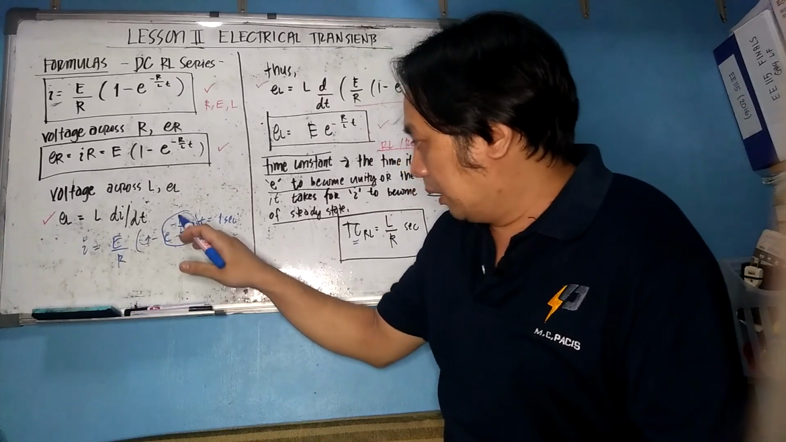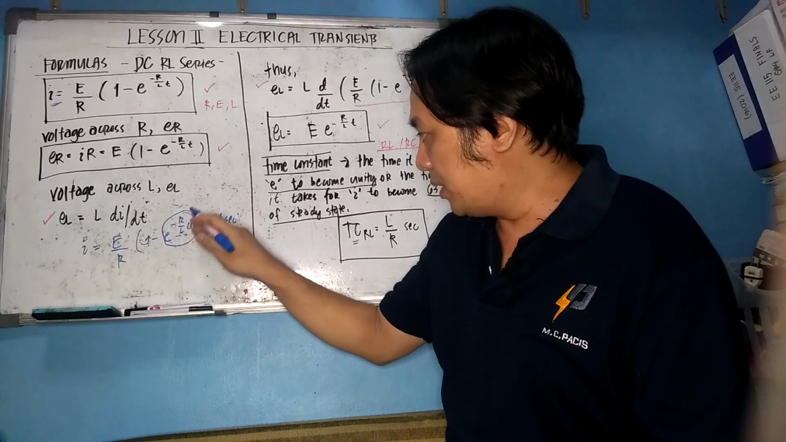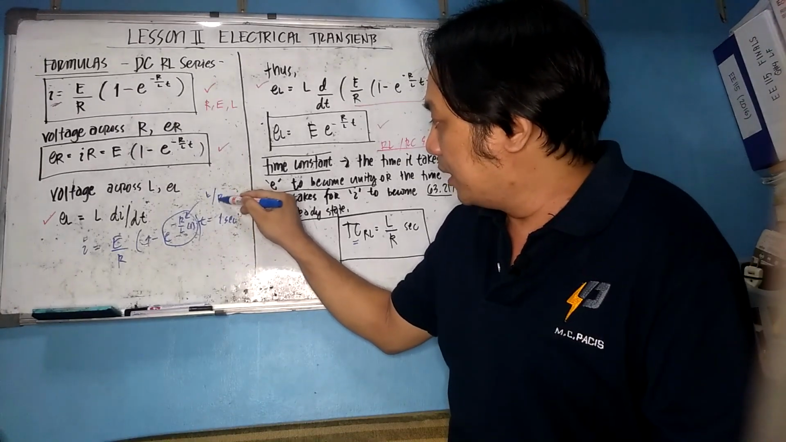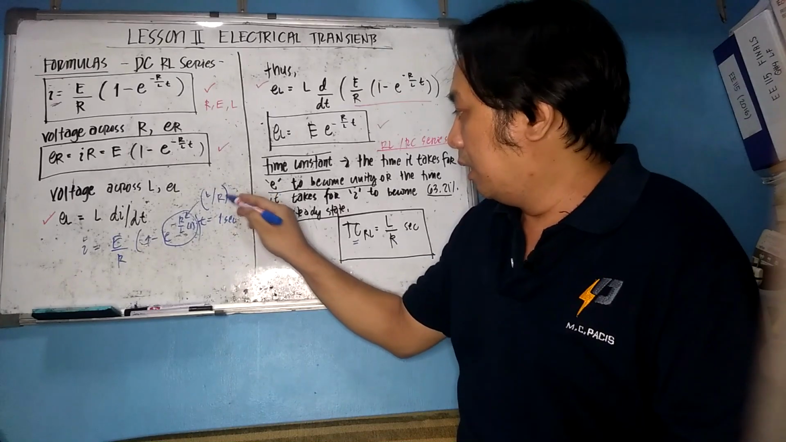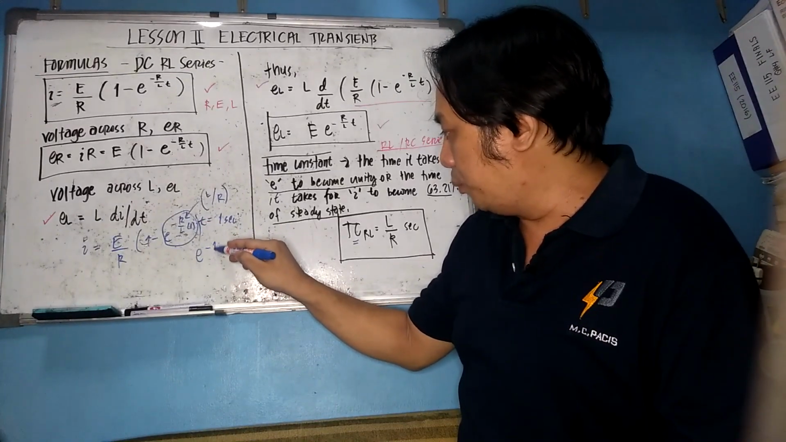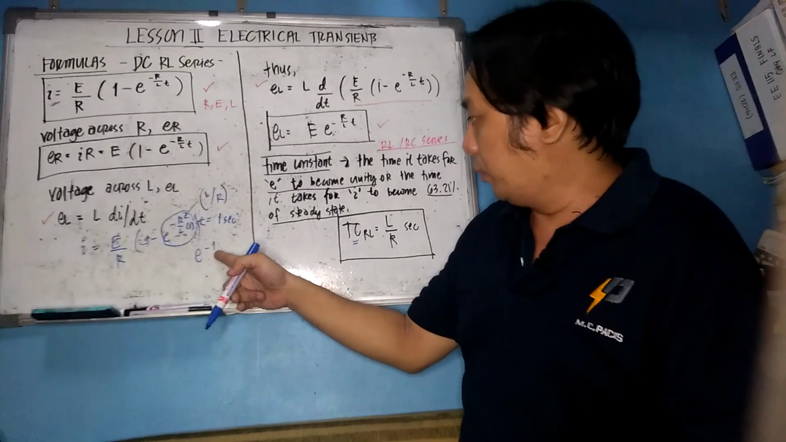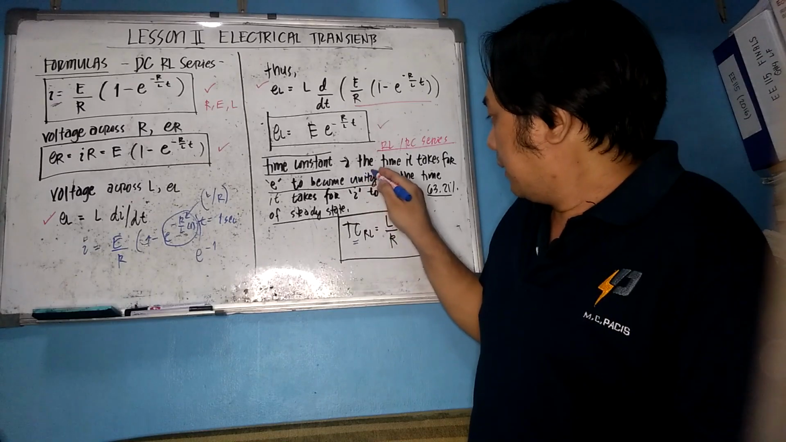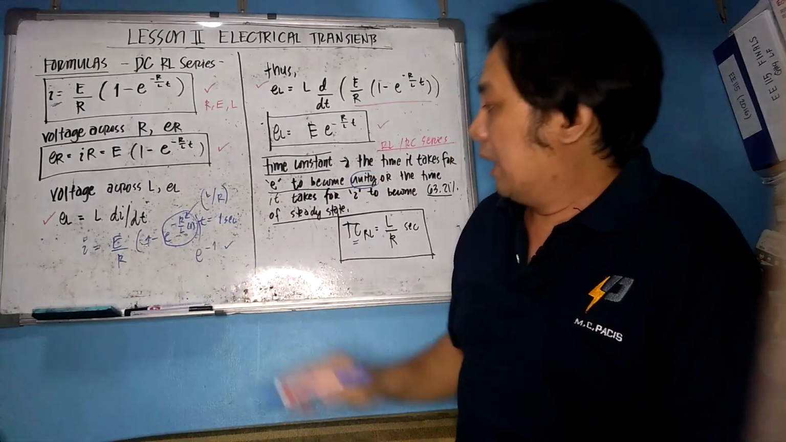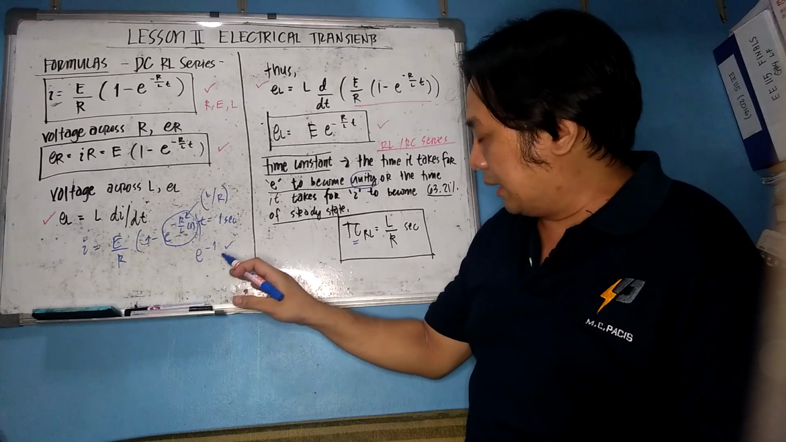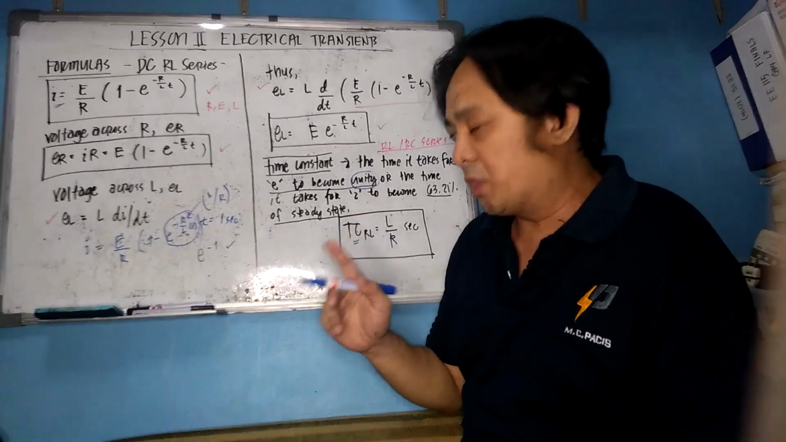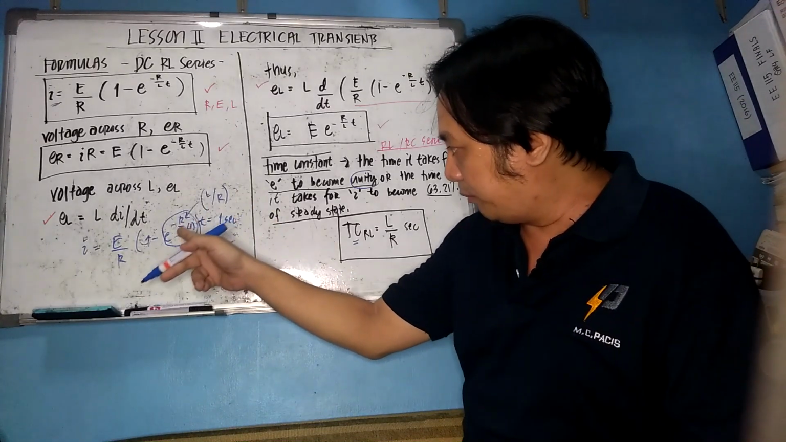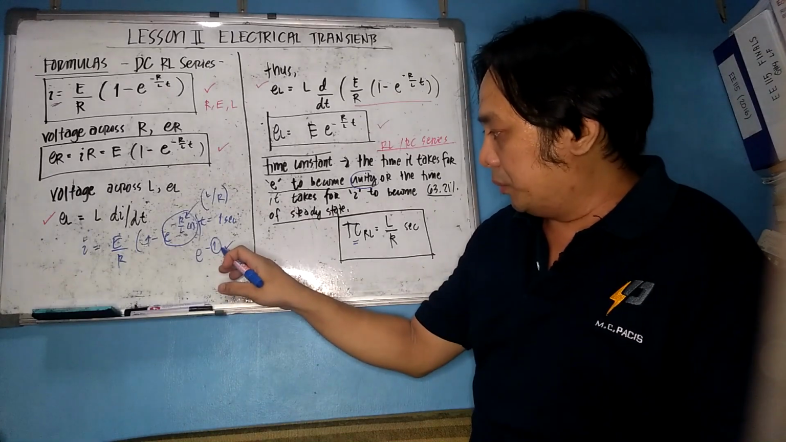So, to make this exponent unity, we need to multiply by a constant, which is the time constant. If you multiply this by L over R, it will become e raised to negative 1, the exponent. So the time constant is L over R simply because we make use of L over R to be multiplied to the negative exponent of e to become unity.